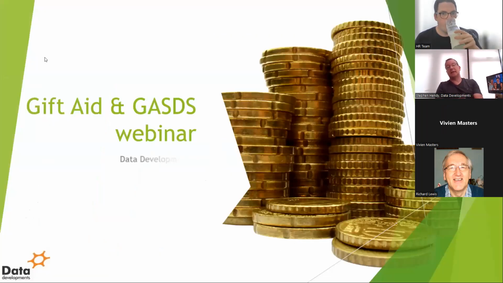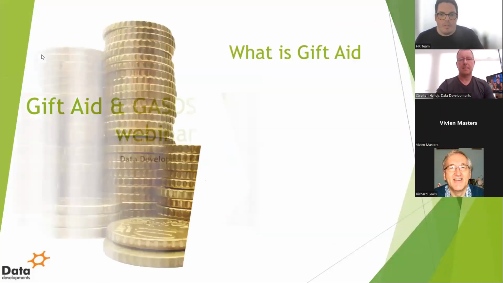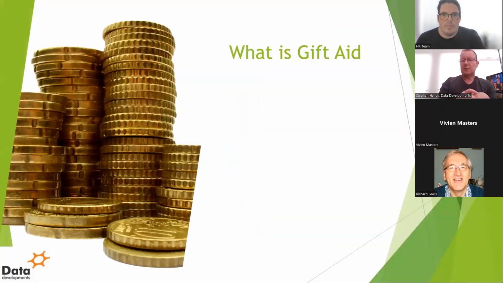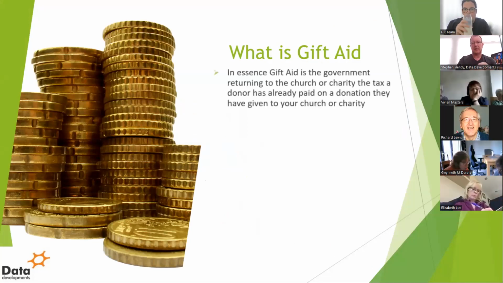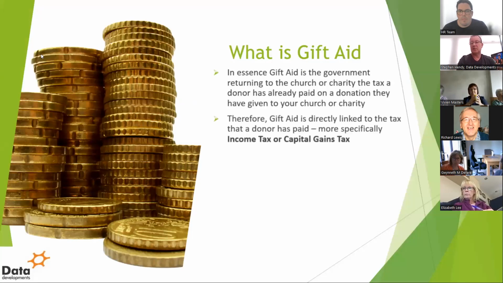Okay, so this is the Gift Aid and GASDS webinar: what you can and can't claim on. I thought I'd start with a very brief overview of what Gift Aid and GASDS are. In essence, Gift Aid is the government returning to the church or charity the taxes a donor has already paid. When you receive the donation, they've already paid tax on it, so you're receiving the net donation. Gift Aid is when the government returns the tax the donor has already paid back to you. More specifically, it's only income tax or capital gains tax.